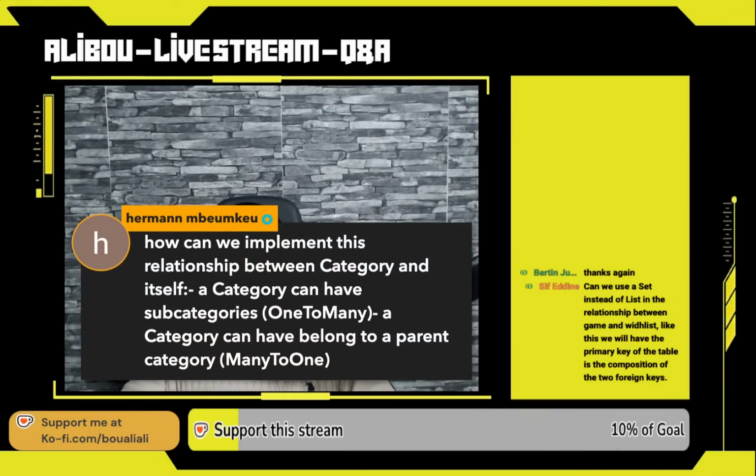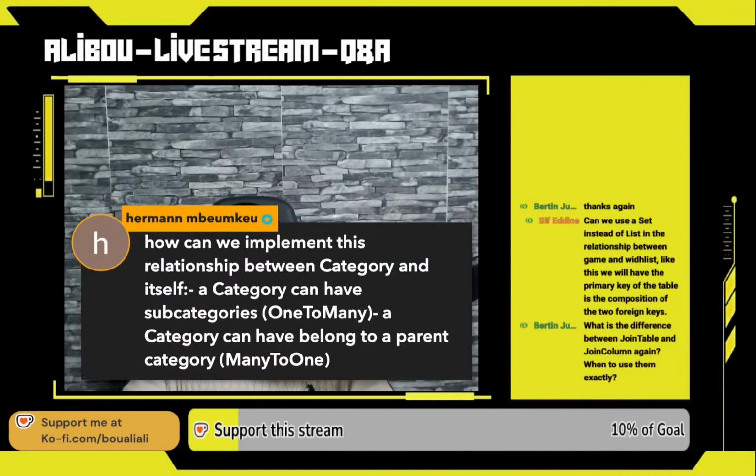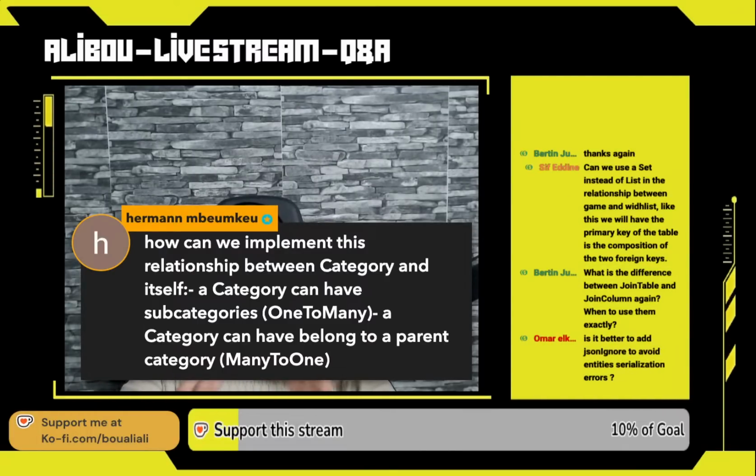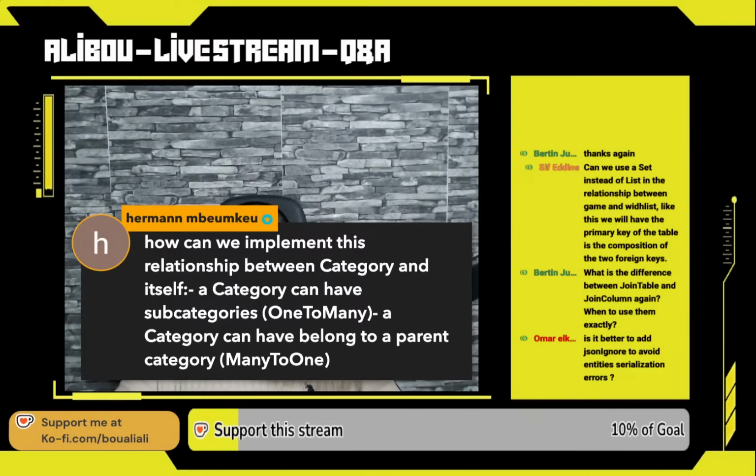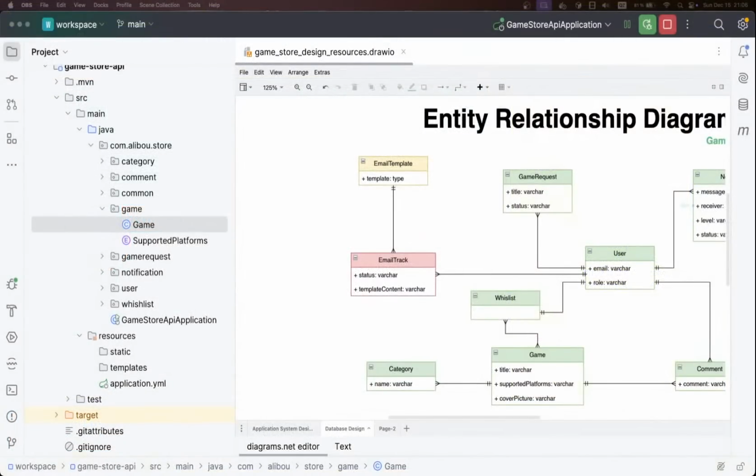How can we implement this relationship between category and itself? A category can have subcategories, one-to-many. A category can belong to a parent. Okay, really good question. So I can show you this. It's not part of our application, but I can show you. Let me go to the code, and I will have another example. I will create a new entity just as a test, and then I will show you how it can be done.